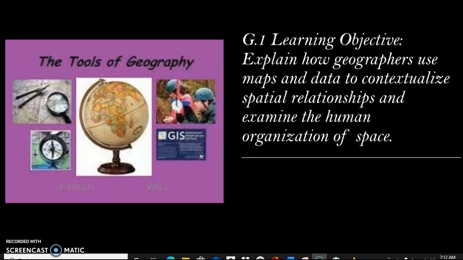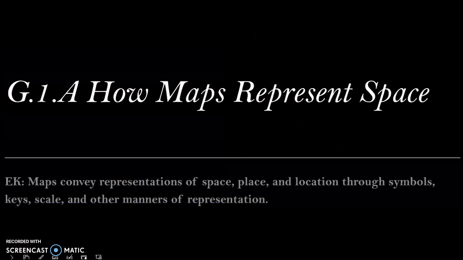So maps and data are used for two very specific purposes: to look at how humans organize themselves on the Earth's surface, and also to provide some context to those spatial relationships. So G1A is all about how maps represent space, and your essential knowledge for G1A is that maps convey representations of space, of place, and of location through symbols, keys, scale, and other manners of representation.